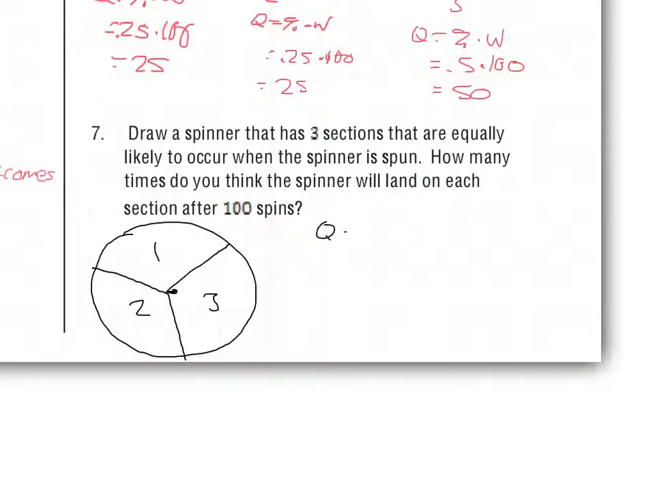So if we thought about it, each of them would be 0.33 repeating times the whole, which is 100. Should be approximately, again, if we're rounding here, 33. So we would expect it to be right around 33. Obviously, if we had 33, 33, and 33, that's going to give me 99, and there'd be one more spin. So theoretically we'd be looking at 33 or 34 times for each spin.